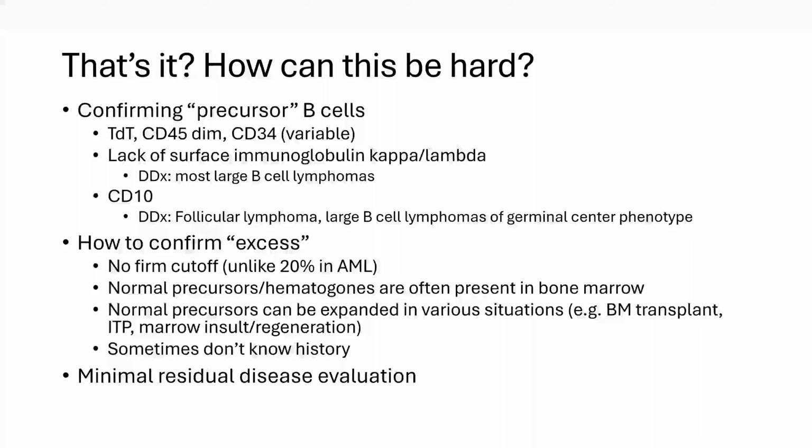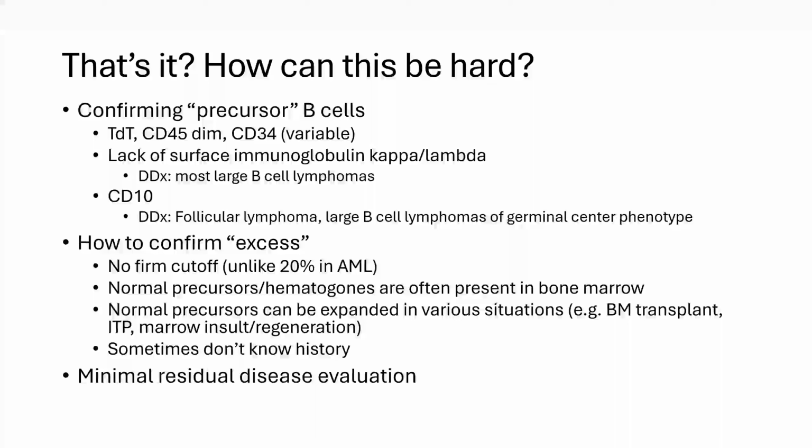Another key feature of precursor B cells is expression of CD10. However, within the B cell world, within the B cell continent, there are other neoplasms that can express CD10, such as follicular lymphoma and other large B cell lymphomas of germinal center phenotype. So we have to take all these features along with morphology and integrate them together to convince us that there are precursor B cells.